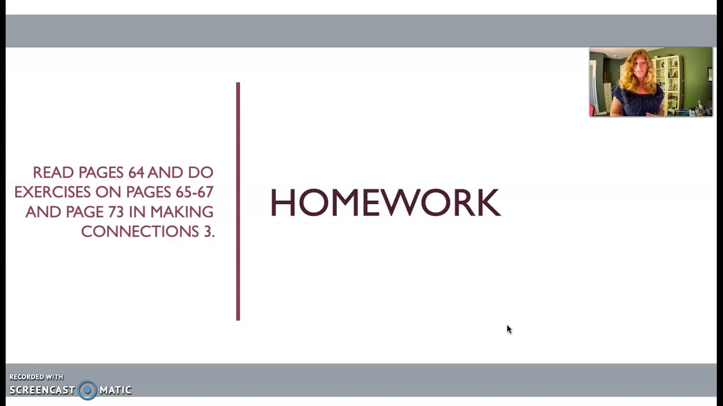Now for your homework. I would like you to read page 64 in Making Connections 3, and then do the exercises, pages 65 to 67, in addition to a few more exercises on page 73. Okay, to give yourself an extra added little challenge. When you do your other readings in our Unit 4, try and see if you can highlight at least one continuing marker in your reading.